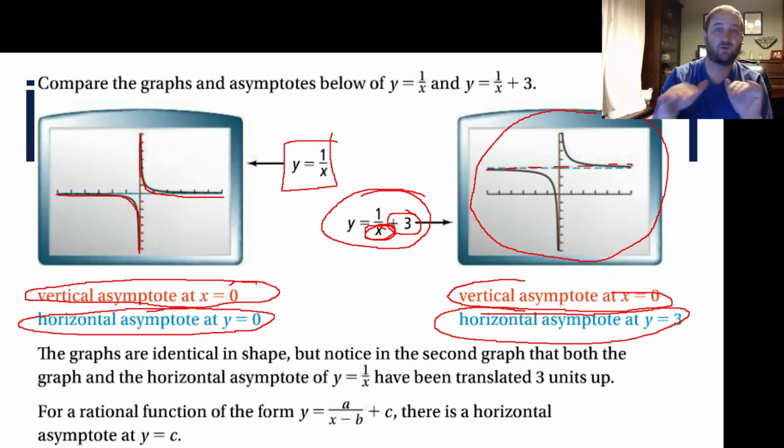What do you think is going to happen if we subtract 3 at the end? Yeah, the graph's going to go down 3 units.